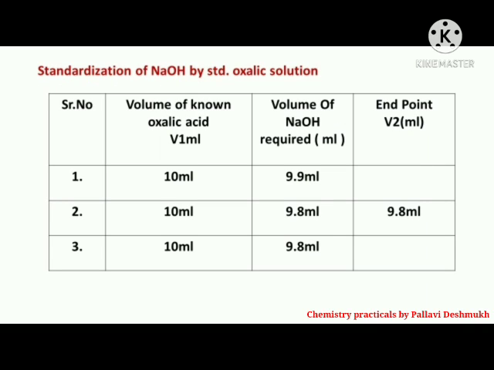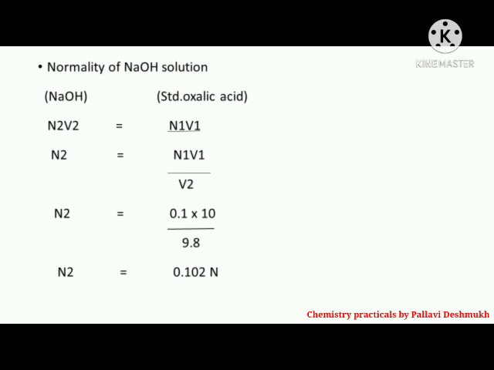This table is for the standardization of NaOH by the standard oxalic acid solution, and from this table we can conclude that 0.8 ml of the NaOH is required to neutralize the 10 ml of oxalic acid solution. By putting these values, the normality of the NaOH solution can be calculated by using the simple formula, that is N2 is equal to N1 into V1 divided by V2. By putting these values in the formula, we get the normality of NaOH solution, which is 0.102 normal.